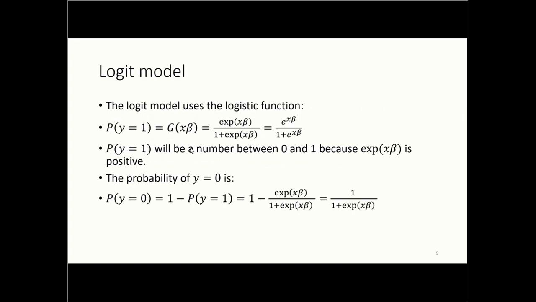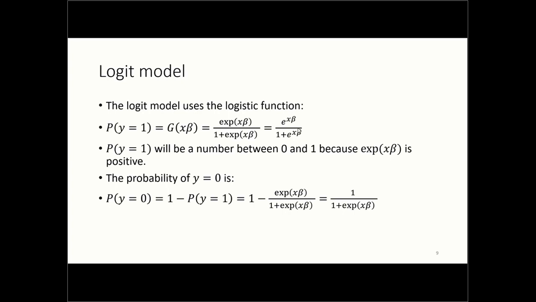The logit model, on the other hand, uses the logistic function. So here, the probability of y equals 1 would be equal to g, a function that transforms x beta into a number that's between 0 and 1. And that logistic function takes this form: exponent of x beta divided by 1 plus the exponent of x beta. This exponent of x beta is the same as e to the power of x beta, divided by 1 plus e to the power of x beta.